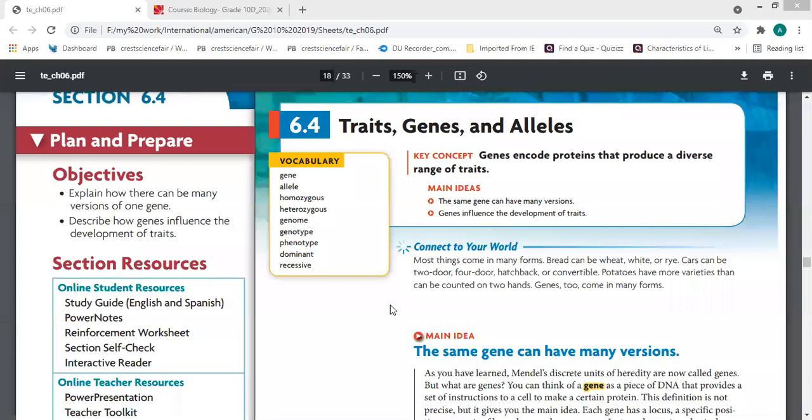Section 6.4, the traits, genes, and alleles. Firstly, I want to explain to you two terms. First one, genotype. Second one, phenotype. What's the difference between both of them?